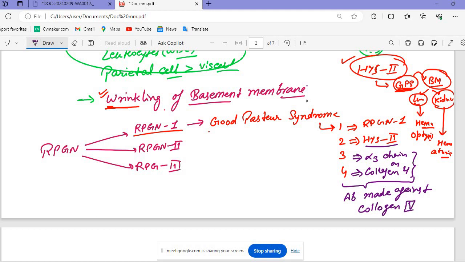Okay, I hope this is clear. The antibody is made against collagen 4. Then RPGN type 2: rapidly progressive glomerulonephritis means something is progressive. PSGN will be the example. PSGN progresses to rapidly proliferative glomerulonephritis, that is an example of that.